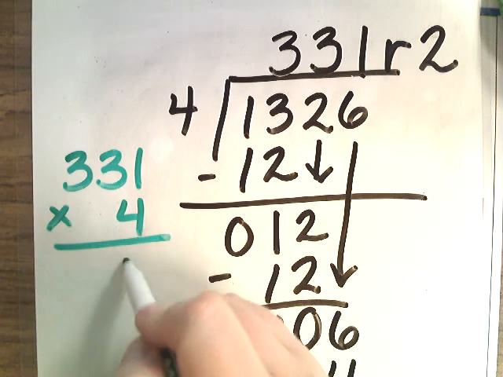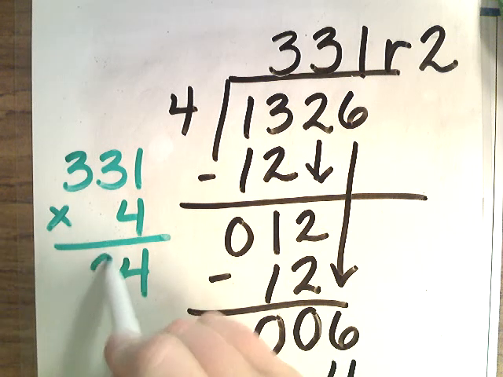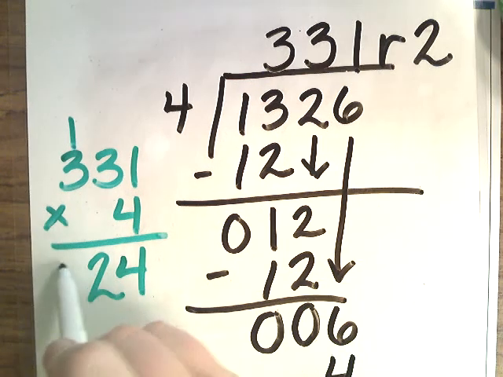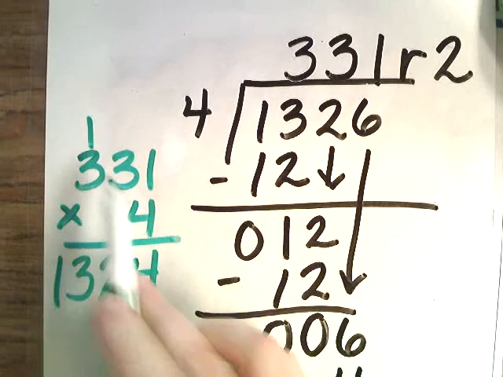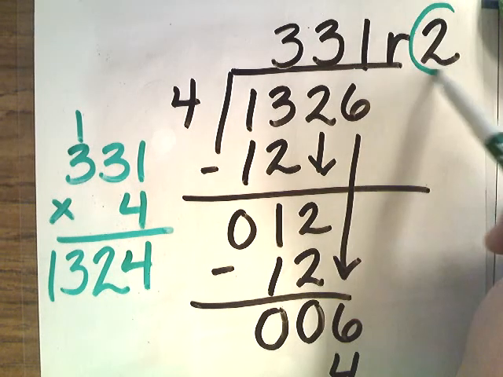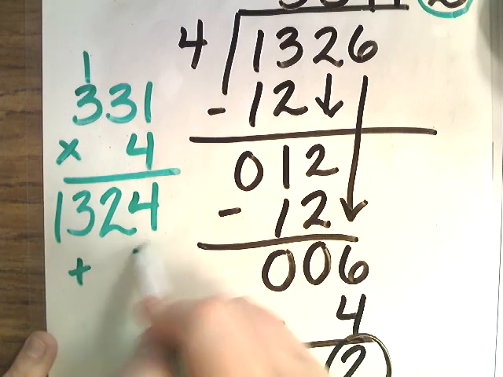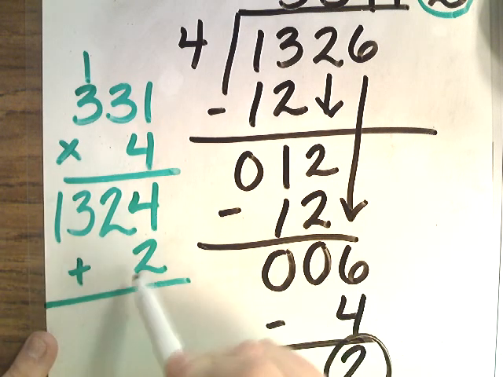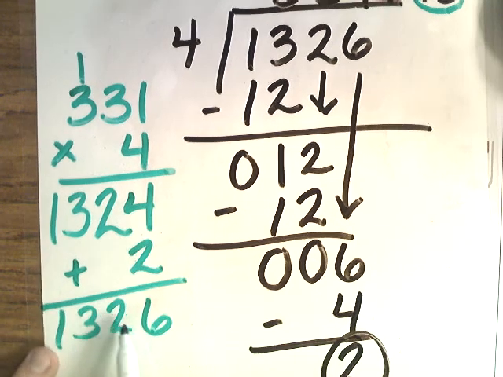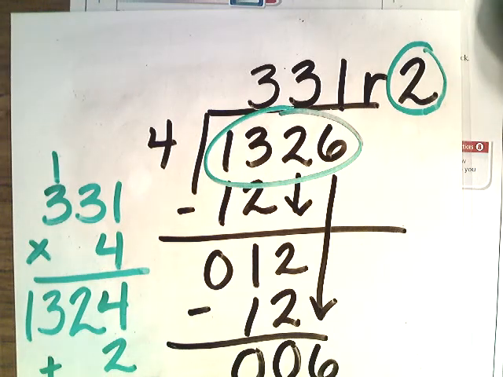4 times 1 is 4. 4 times 3 is 12. So we have 2, carry the 1. 4 times 3 is 12, plus 1 more is 13. And we can write that because we have no more numbers to multiply by. This is where that remainder comes in. We have to add 2 more to this number. Add 2. So we have 4 plus 2 is 6, 2, 3, 1, 1,326. So we know for sure that our answer is correct.